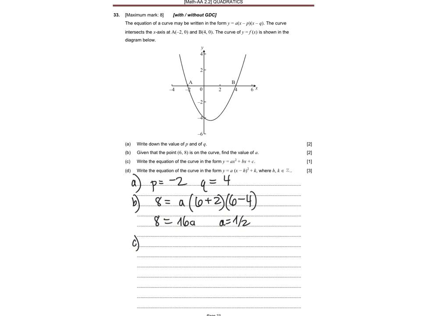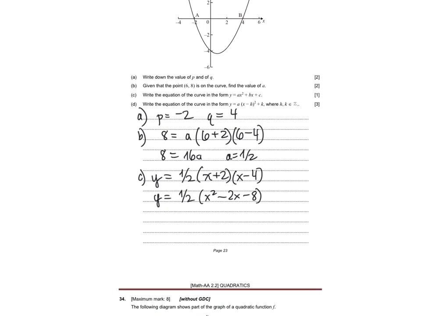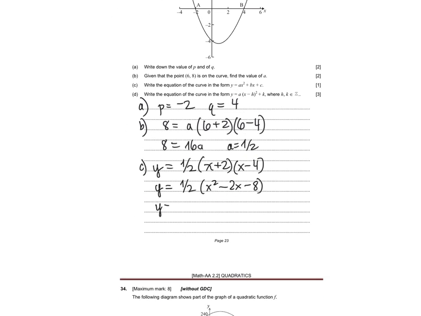So now write the equation in standard form. We're going to have 1/2 times x plus 2, times x minus 4. If we distribute it out, we'll have x squared minus 2x minus 8. And keep distributing: 1/2 x squared minus x minus 4. Oops.